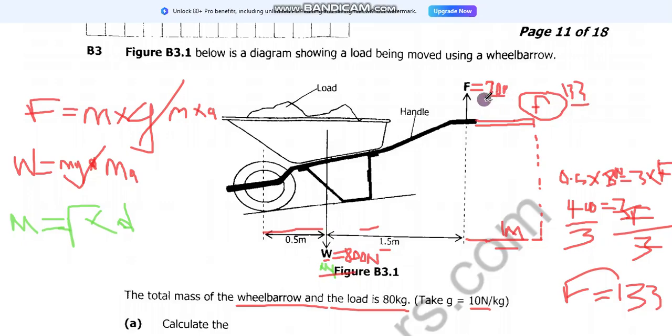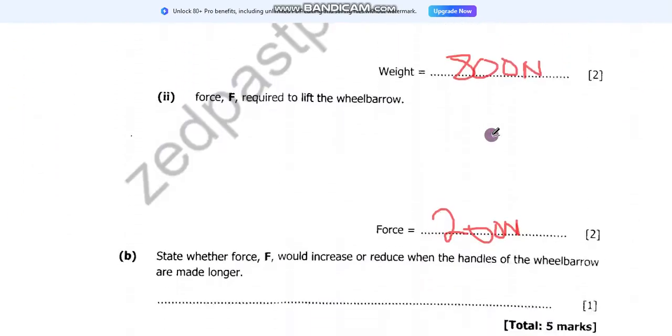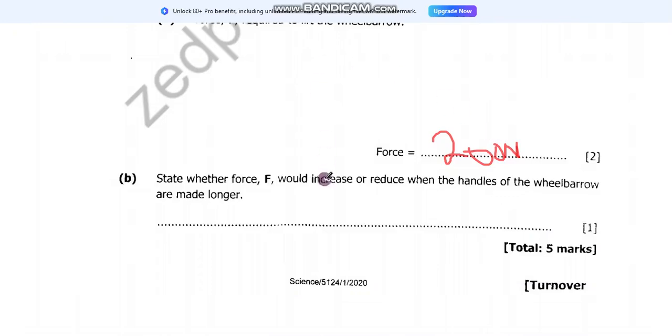So this simply means that when we make the handles shorter, the force will increase. So we can now answer the question. When the handles are made longer, the force will reduce. So that is the answer here. The force will reduce. Thank you for watching.